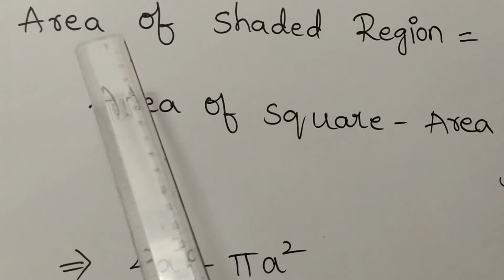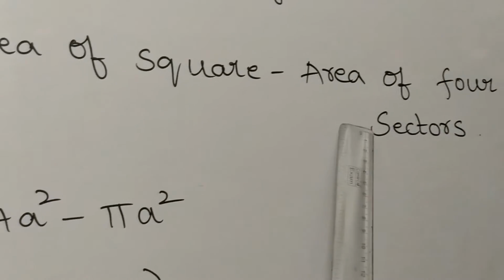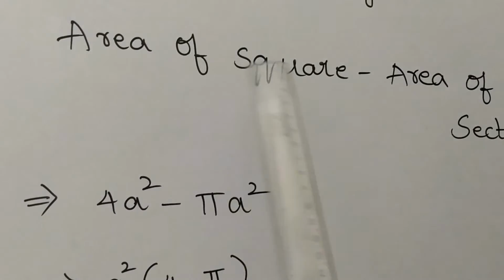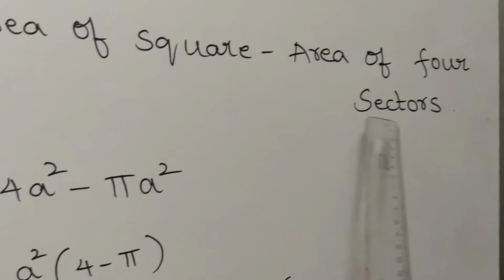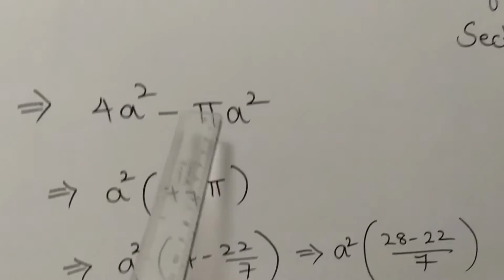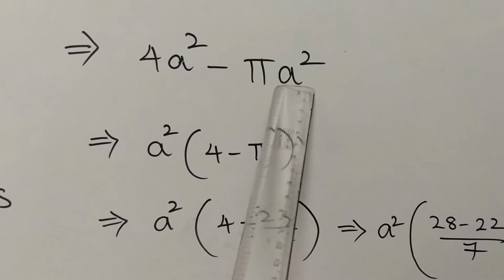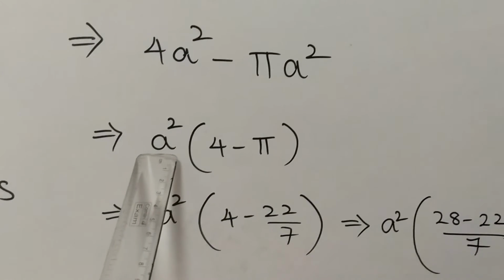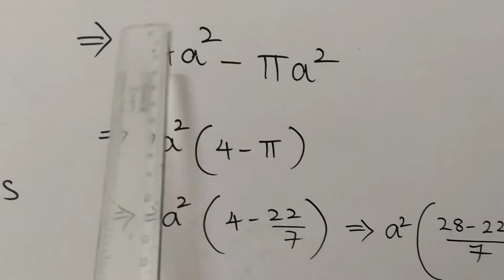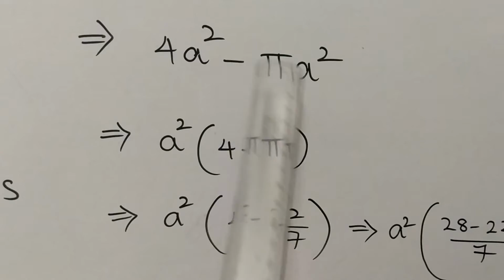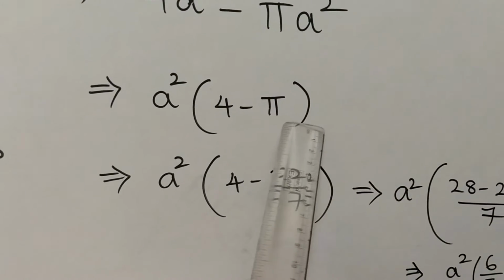That's why I am doing here, area of shaded region is equal to area of square minus area of 4 sectors. Now what is the area of square? We have got 4a square, and the area of 4 sectors we have got, students, pi a square. So here I am writing 4a square minus pi a square. From these two we can take a square common. So write a square outside and take the bracket. Now it is 4 minus pi. Here 4 is remaining, so write 4. Here minus is there, write minus, and here pi is remaining, write pi. It is 4 minus pi.